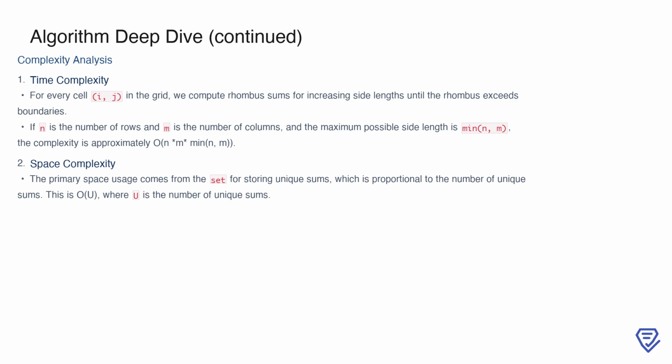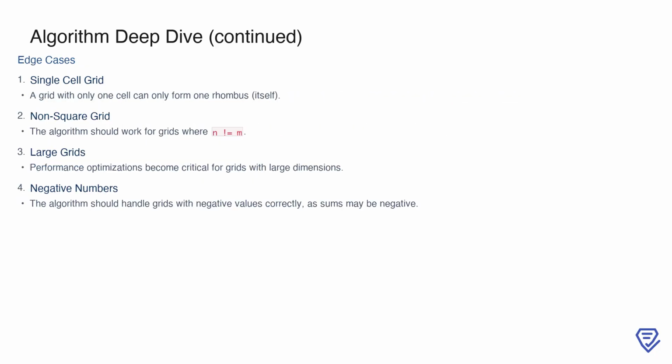For space complexity, the dominant factor is the set used to store unique sums. The size of this set depends on the number of unique rhombus sums, denoted as U, giving us a space complexity of O(U). To ensure the algorithm handles all scenarios, we must consider several edge cases.